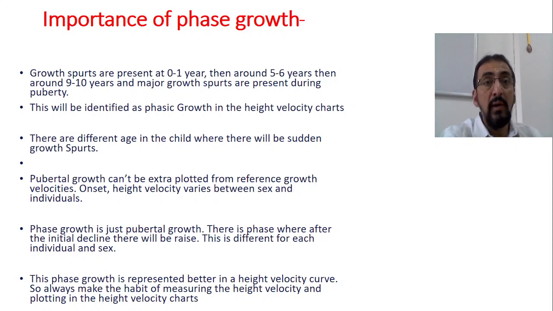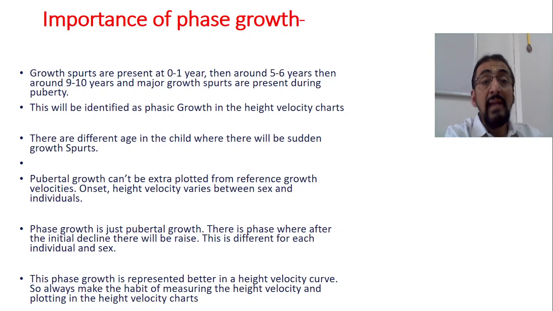What is it? 0 to 1 year, then 5 to 6 years, 9 to 10 years, then puberty. वहाँ पे growth कैसा था, वहाँ पे height बढ़ गया था क्या, वहाँ पे weight बढ़ गया था क्या. So that is very important. ठीक है, तो वहाँ पे भी नहीं बढ़ा, जहाँ पे growth spurt था वहाँ पे बढ़ना चाहिए था, और वहाँ पे भी नहीं बढ़ा. So definitely there is some problem. So this will be identified as phasic growth in the height velocity charts.